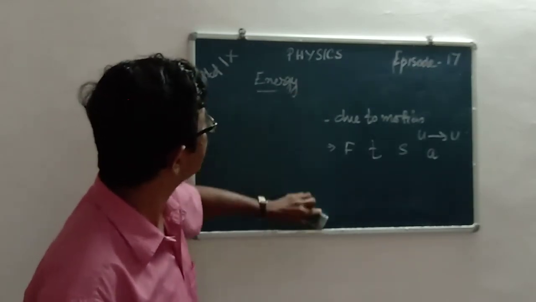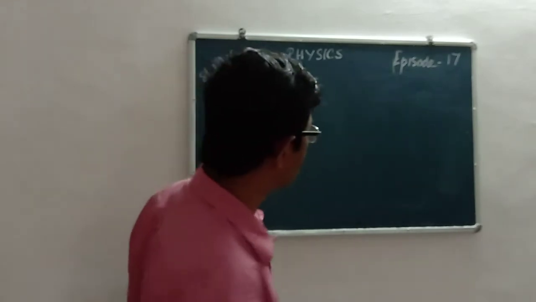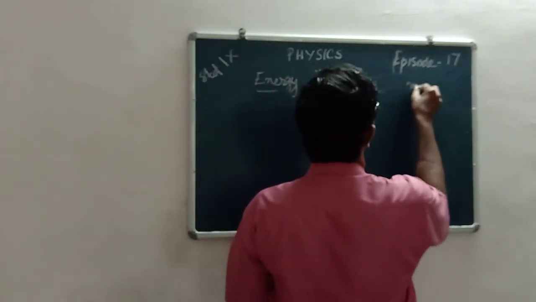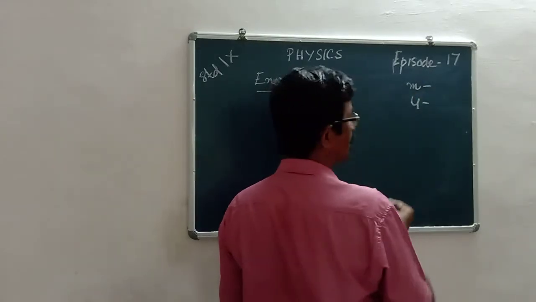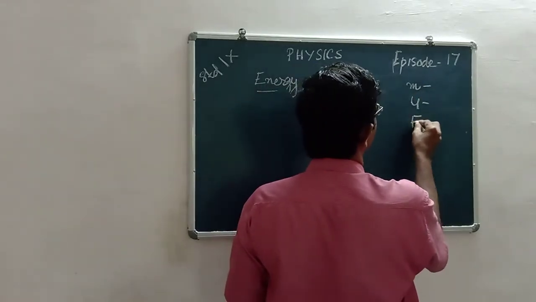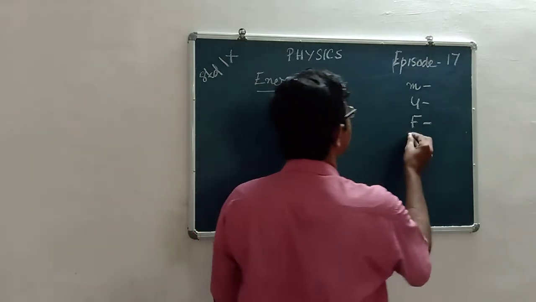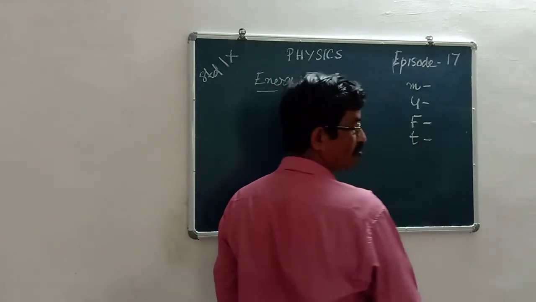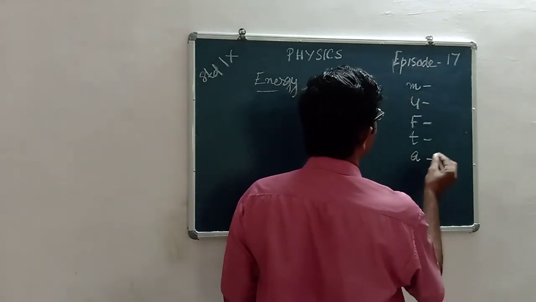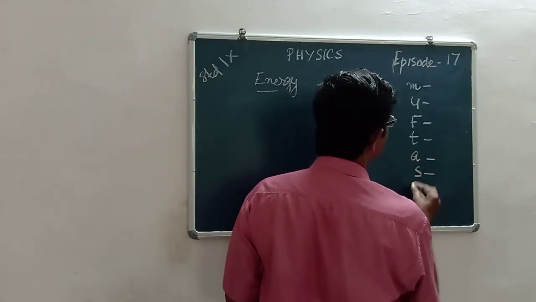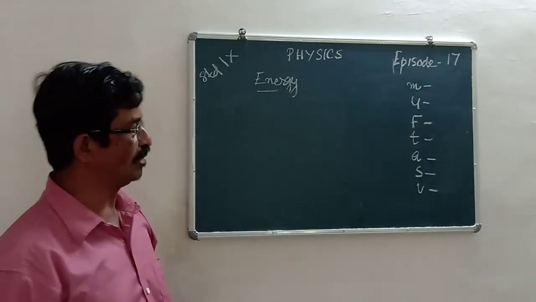Now, what are the things we discussed here? What is m? Mass. u is the initial velocity. A constant force F acts on it for a time t. The acceleration produced is a, the displacement is S, and the final velocity is v. These are the quantities involved.